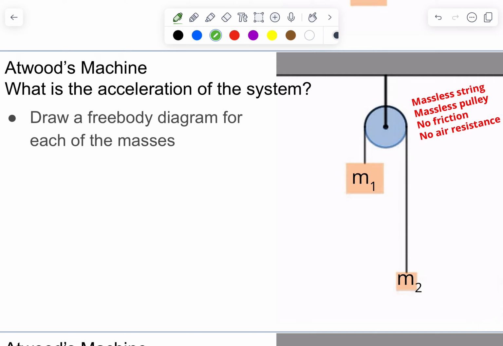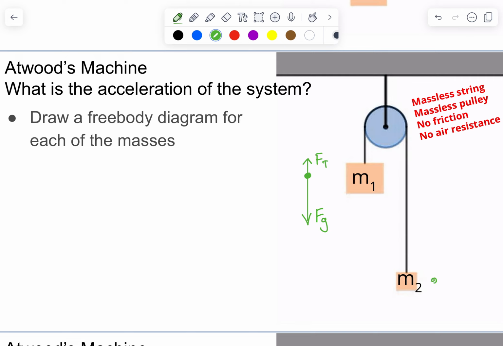Draw a free body diagram for each of the masses. So on mass 1, my free body diagram, what is on here? It is definitely in Earth's gravitational field, so I have the force of gravity going down. And now what's going up? Well, that's going to be the force of tension. And it's going to be smaller, and I know that because M1 is going to accelerate downwards. So I'm going to call that the force of tension.